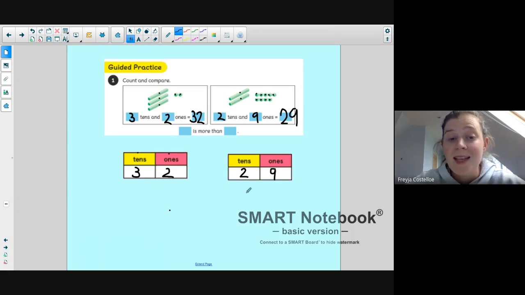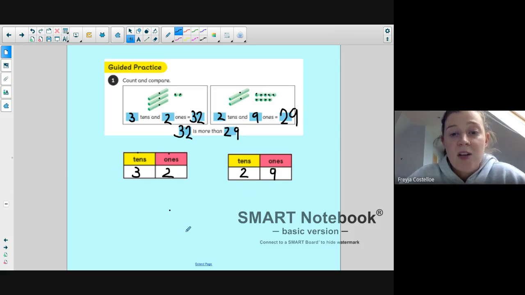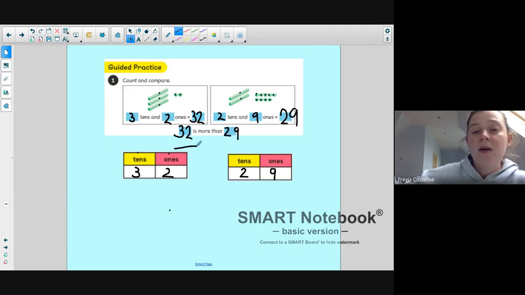The one with the most 10s is 32. Lovely. 32 is more than 29. And if you have a number line or a number square on your learning mat or with you anywhere at home, you can have a look and check that. 32 should be further up than 29 because it is a greater number.